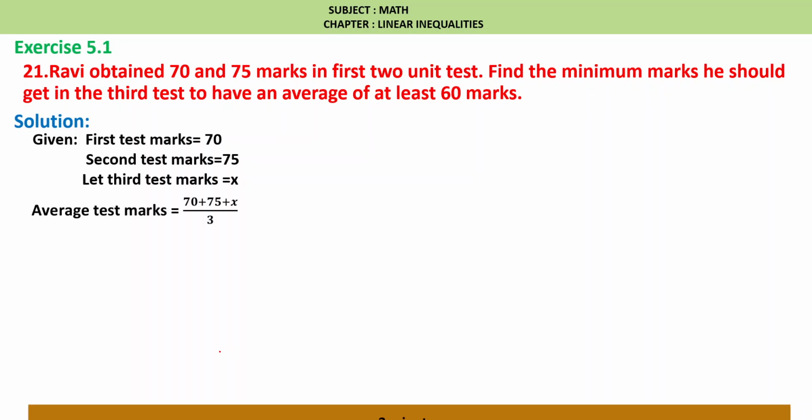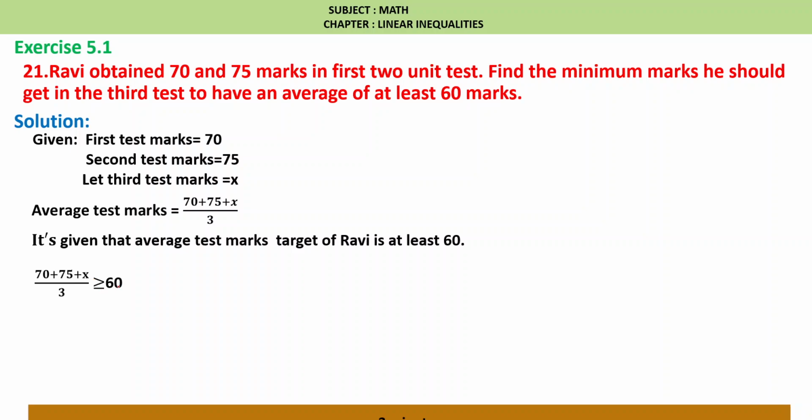So what is the average marks? 70 plus 75 plus x divided by 3. So it should be greater than or equal to 60. So, 70 plus 75 plus x divided by 3 greater than or equal to 60. 70 plus 75 is 145 plus x is greater than or equal to 60 into 3, which is 180.